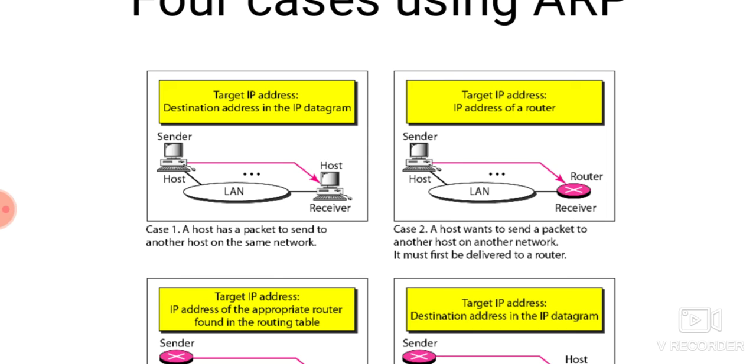First one: the sender is a host and wants to send a packet to another host on the same network. In this case, the logical address that must be mapped to a physical address is the destination IP address in the datagram header.